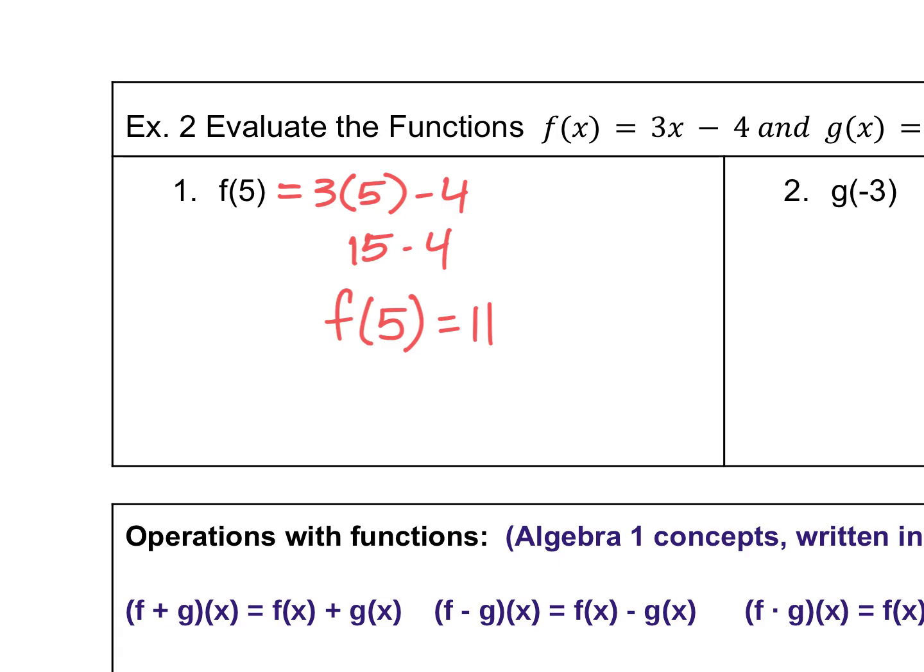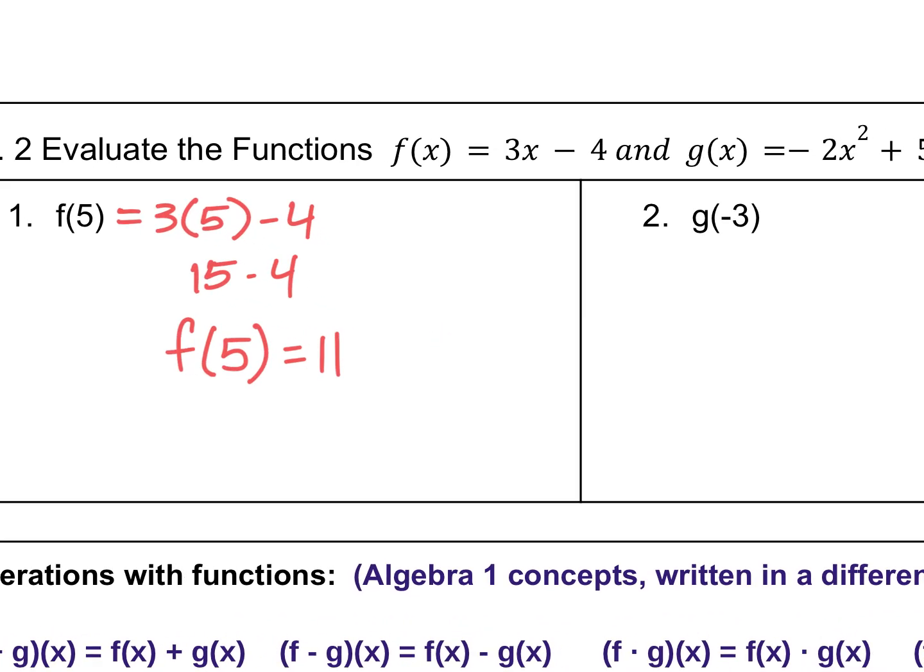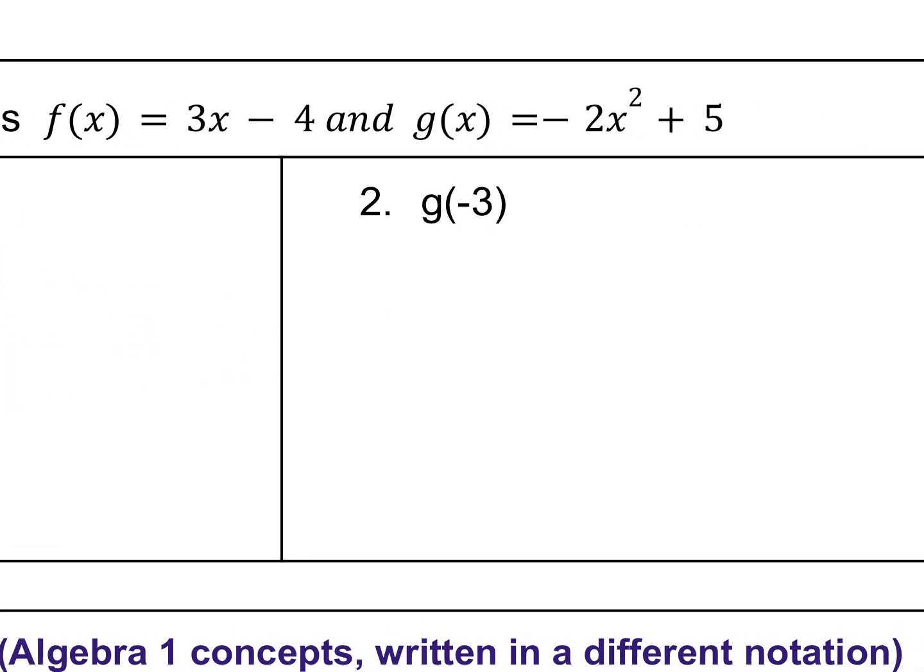Good job. Okay, so she plugged in 5. 3 times 5 minus 4 gives us 11. Awesome. Anybody want to do the second one? You do? Okay, good. Awesome. It's Annabelle, right? Yes. Okay, Annabelle's got us.